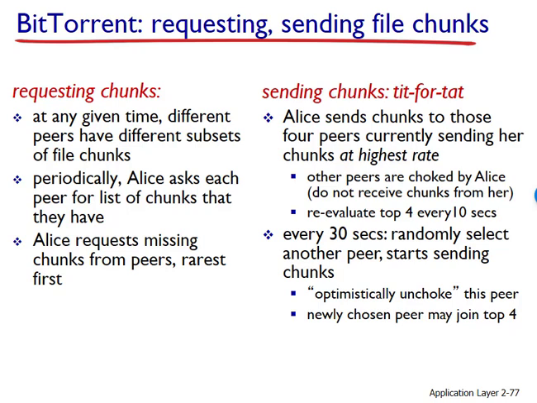Periodically, a peer will ask each of its neighboring peers for the list of the chunks they have. The peer will eventually receive a list from all of its neighboring peers. With this knowledge, the peer will issue requests over the TCP connections for chunks it currently does not have. Let's stop here.